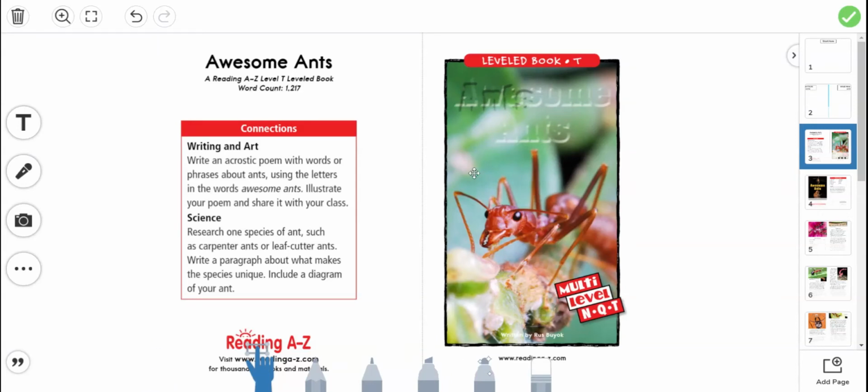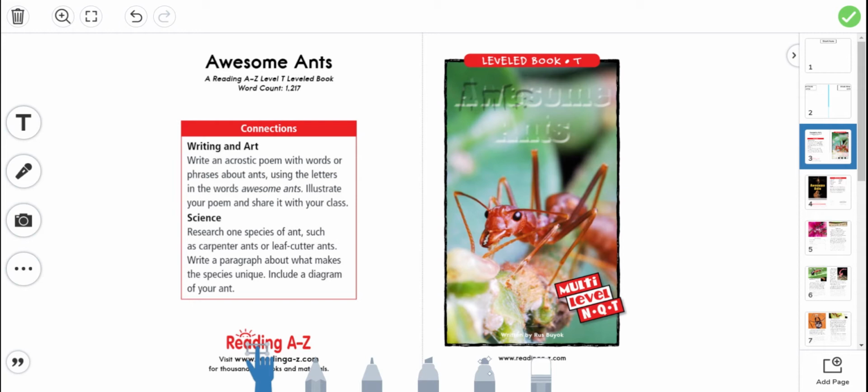So this week we're going to be focusing on the book Awesome Ants. And in this book, we are going to learn about all the cool things that ants have that help them live and make them truly awesome. So the name of our story is Awesome Ants. It's written by Russ Payuk. And it is an informational text, which means that it has true information.